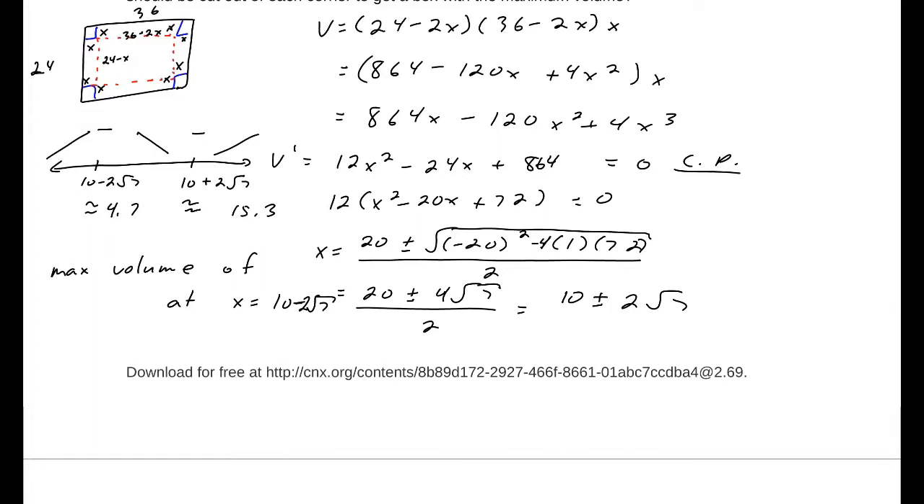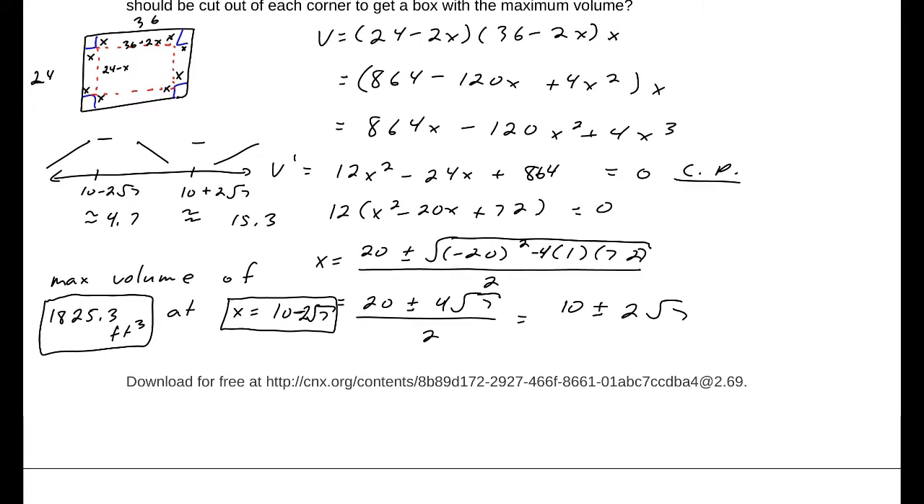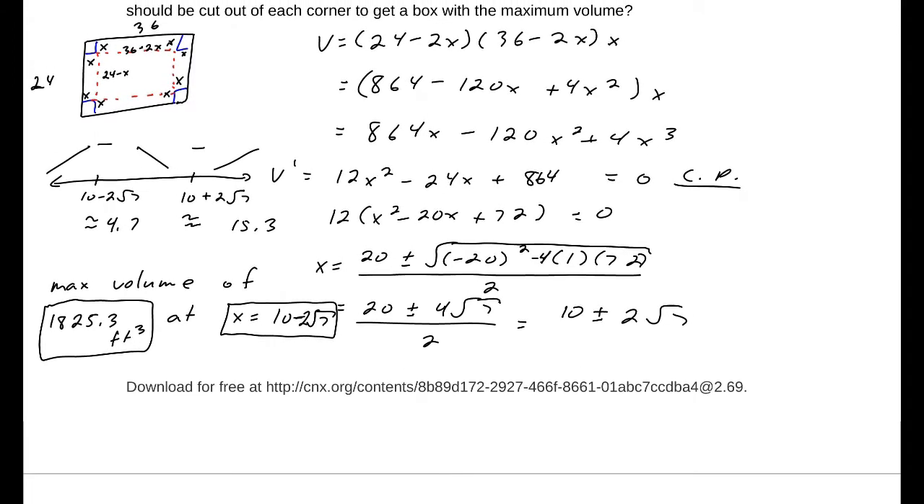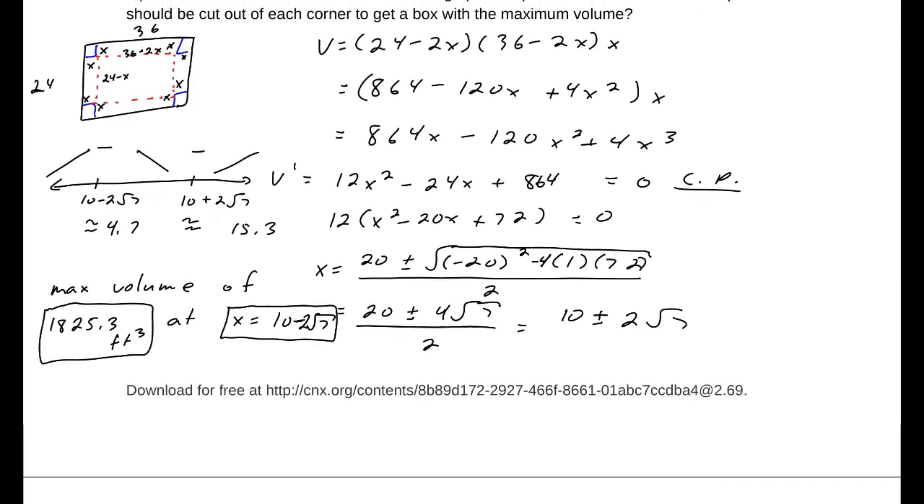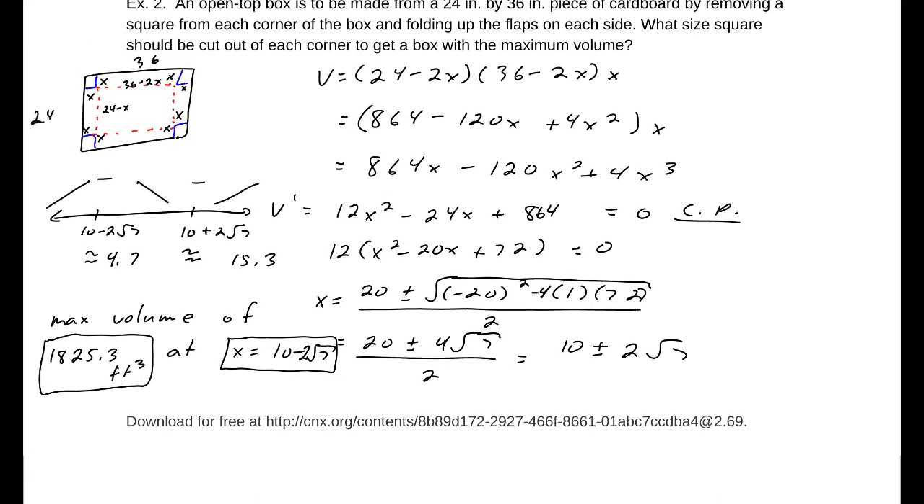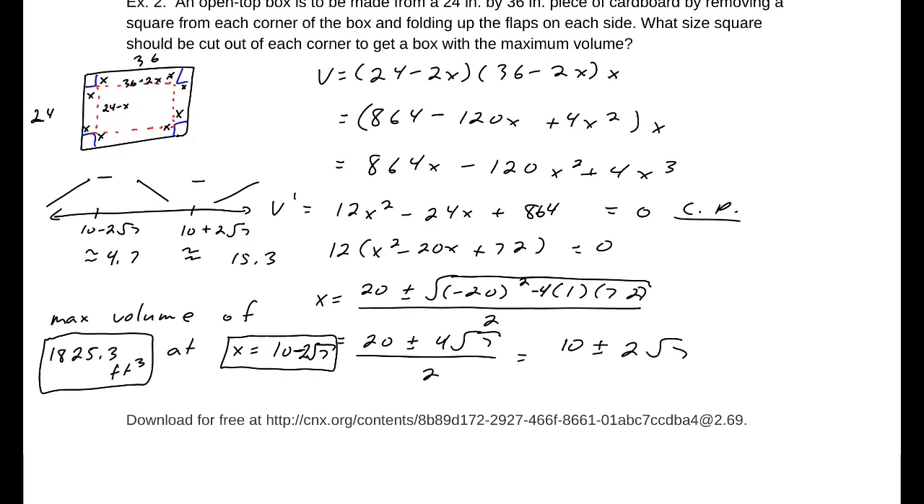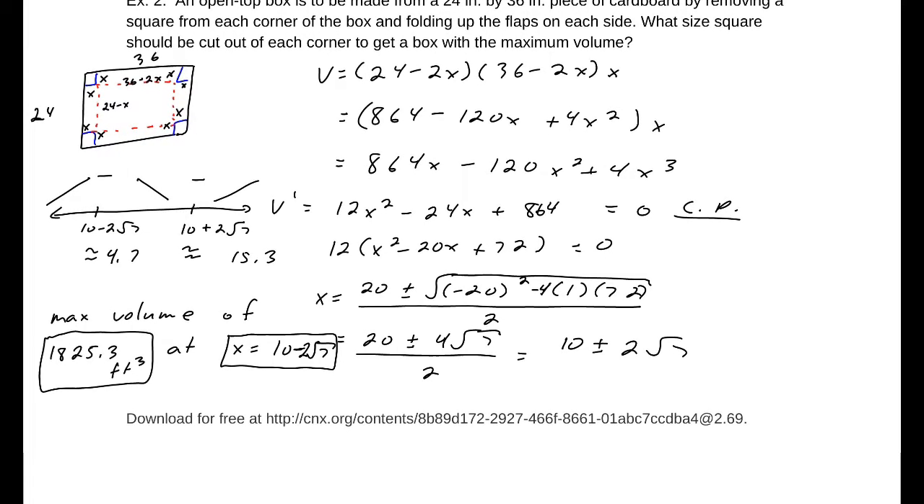Now, evaluating that, we get 1825.3 feet cubed. So there's our maximum volume. And if the side we cut out is 10 minus 2 square root of 7, that would be it. So actually, this question is asking for the value of x there. So 10 minus 2 square root of 7. Want to know what size square to cut out. But our maximum volume would be 1,825.3 feet cubed, approximately.